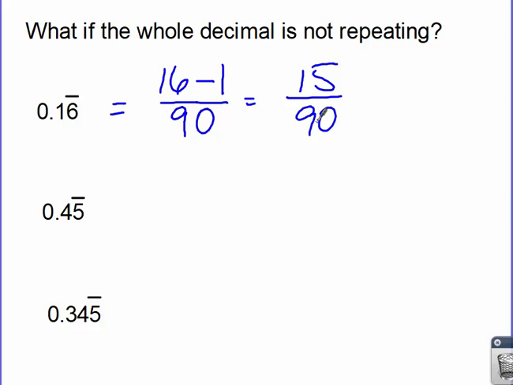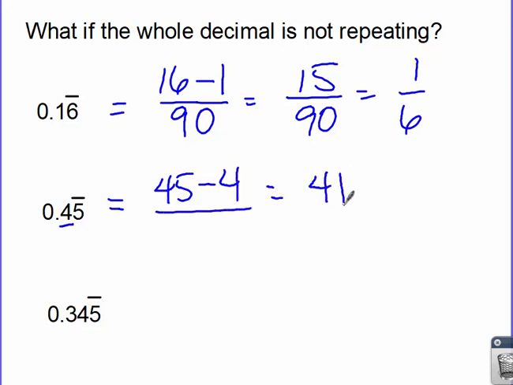Hopefully you recognized 0.16 with the bar on the 6 as being 1/6, because that's one you're supposed to be memorizing. The next one is 0.45 with just the 5 repeating. We're going to take the 45 and subtract the part that's not repeating, the 4, and we end up with 41. We have one repeating number, that's a 9, and one non-repeating, that's a 0. So it's 41 over 90.